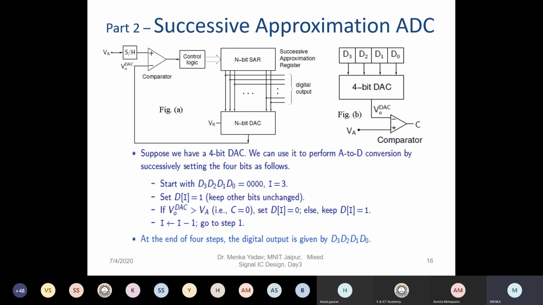So there are 4 bits D0 to D3, and these 4 bits will be given to a 4-bit DAC. And what we are going to do, the input is given at the positive terminal, and at the negative terminal we will be giving the 4-bit DAC output. Then we will compare both of these. When we compare, the comparator output C is going to be either 0 or 1, right? Either V in is greater than V0 DAC, or it is less than. So if V in is greater than V0 DAC, the output is 1; if V in is less than V0 DAC, the output becomes 0.